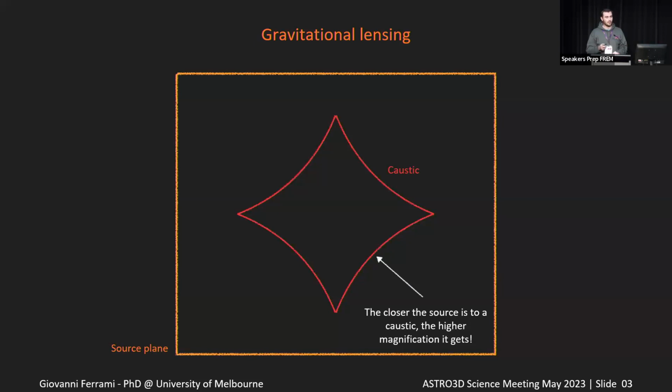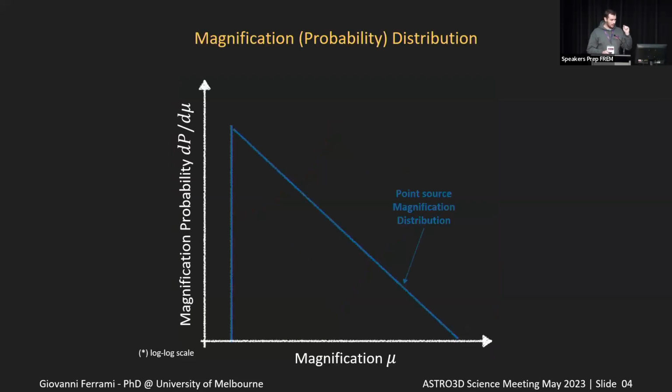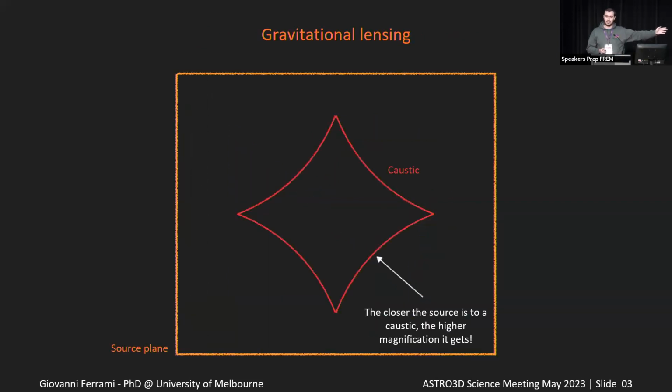Now we can ask ourselves, if I put random sources in the source plane, what is the probability distribution of their magnification? And if I take a spherical lens and a point source, this is what you get. It's a power law. And the interesting thing now is that if you introduce a finite size source, you get a cutoff in the magnification. So there is a maximum magnification you can get. And the intuitive reason is that you cannot get asymptotically close to the caustic anymore. At some point, you cross it with the effective radius of the source.